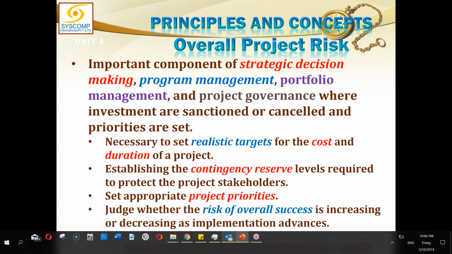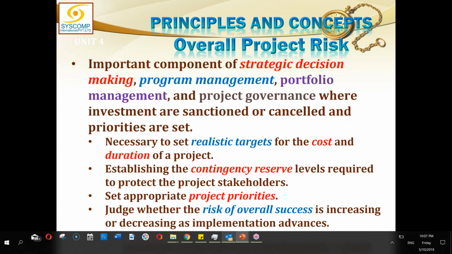So it is necessary to set realistic targets for the cost and duration of the project, establishing the contingency reserve levels required to protect the project stakeholders. Naturally, the stakeholder has to define how much risk they are ready to take, and according to their needs, requirements and expectations, we will appropriately have the contingency reserve. We will set appropriate project priorities. Which project is more important? Naturally, it is the job of even the portfolio manager or the program manager to set the priorities for the projects.